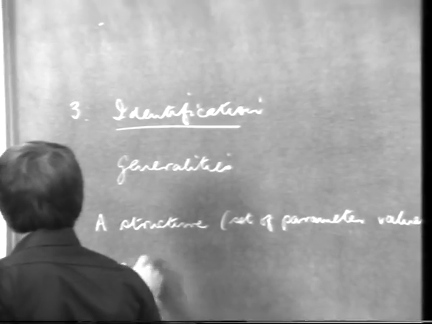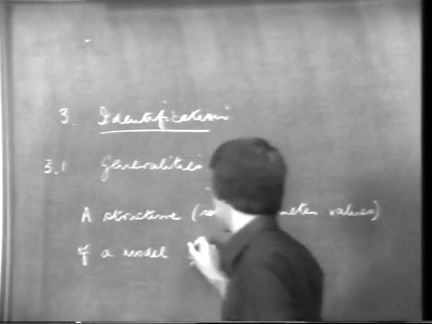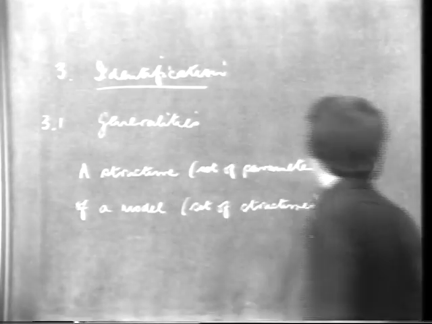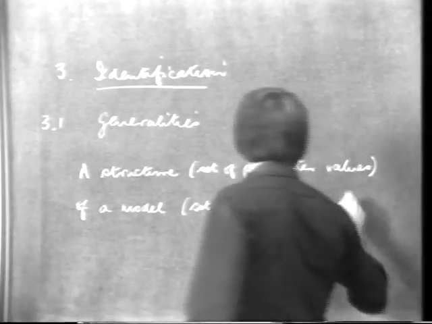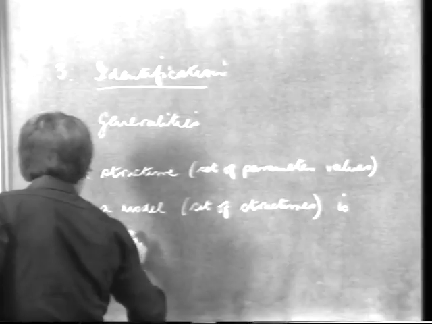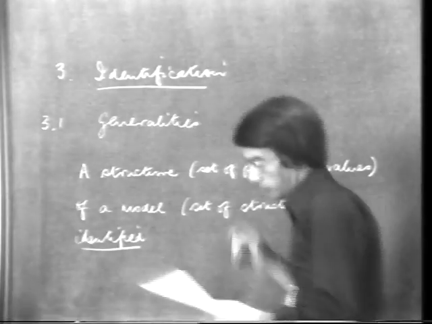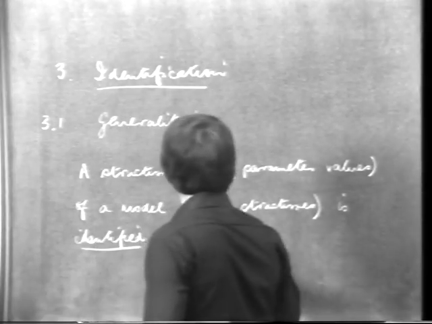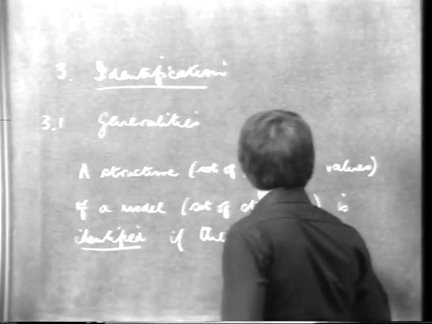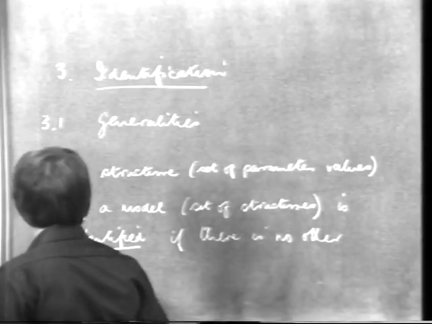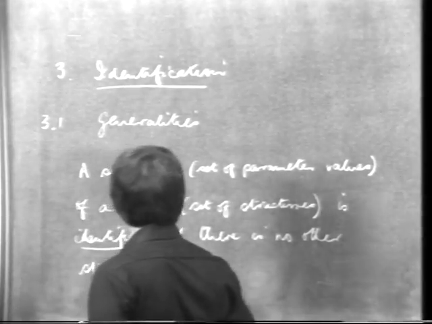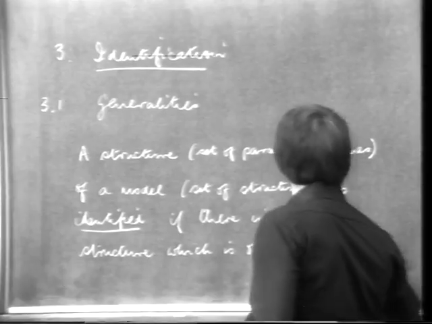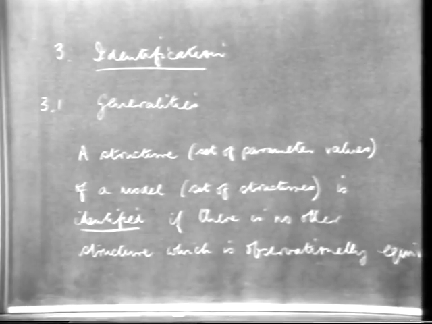And a structure, of course, belongs to a model, which is simply a set of such numerically specified structures. This is identified, and we are, of course, generally speaking in terms of numerical parameter values, if there is no other structure which is observationally equivalent, and so the basic notion on which we shall be depending is simply that of observational equivalence.